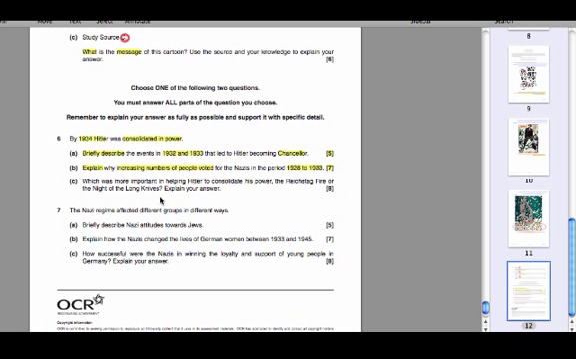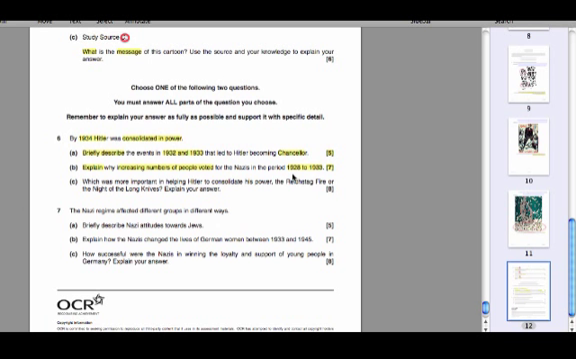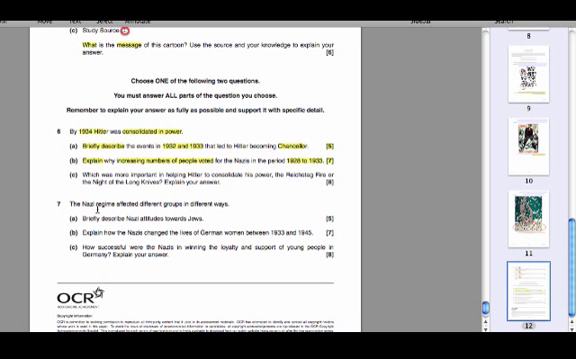And the date range is a little bit more favourable this time around. We've got 1928 up to 1933, so 5 years to pick from, and there's a number of different things you could write about there. And then finally we come to question 6c, which is which was more important in helping Hitler to consolidate his power, the Reichstag fire or the Night of the Long Knives?